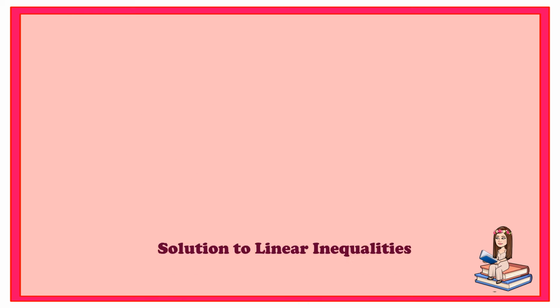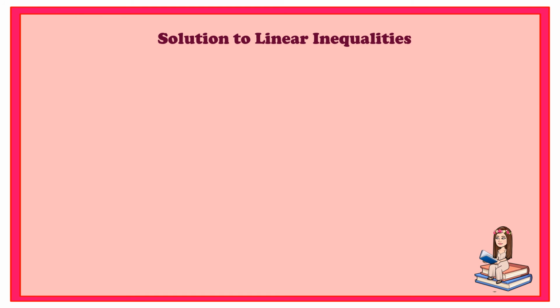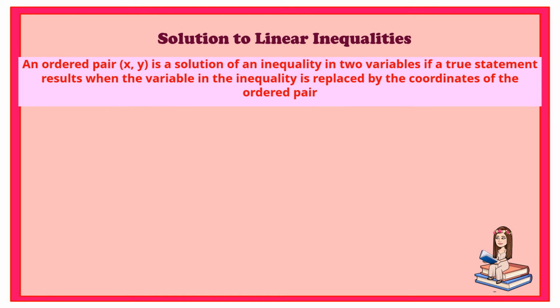See. This time, let's do the solution to linear inequalities. Take note that an ordered pair, x y, is a solution of an inequality in two variables if a true statement results when the variable in the inequality is replaced by the coordinates of the ordered pair. So, katulad lang din ito nung ginagawa natin sa pagkuha ng solution ng equality or ng equation rather. So, ganun din ang proseso. Siyempre, magkakaroon lang ng konting pagbabago which is the symbol.